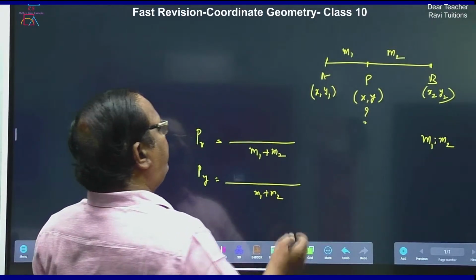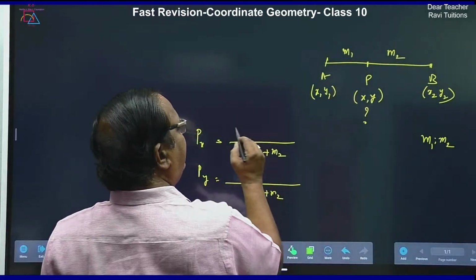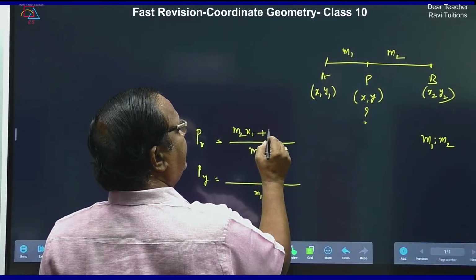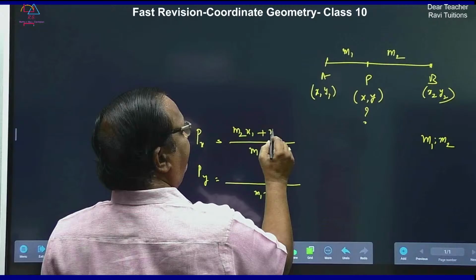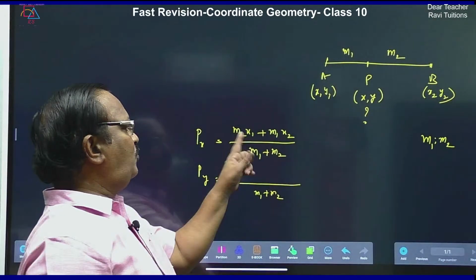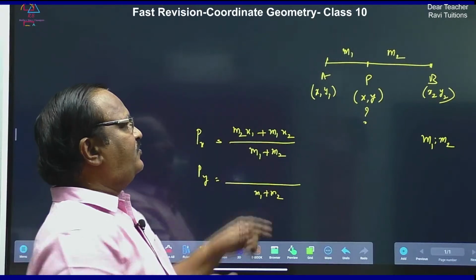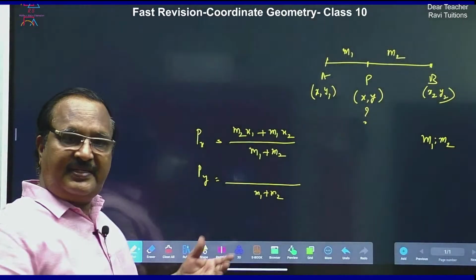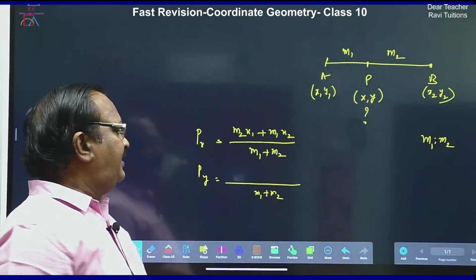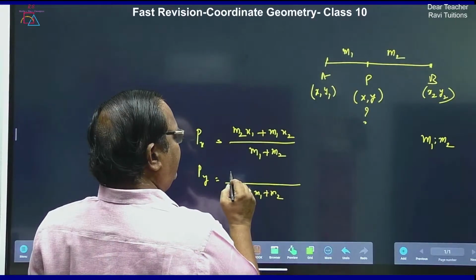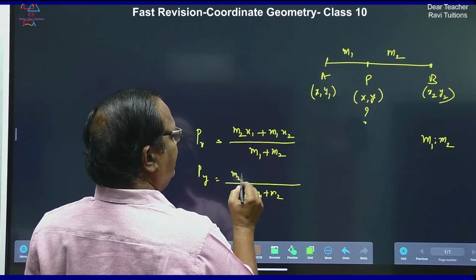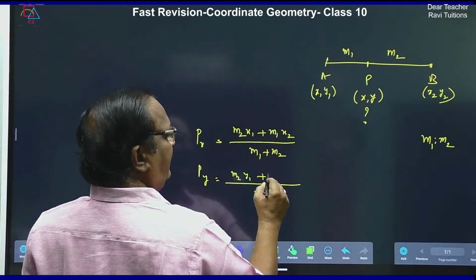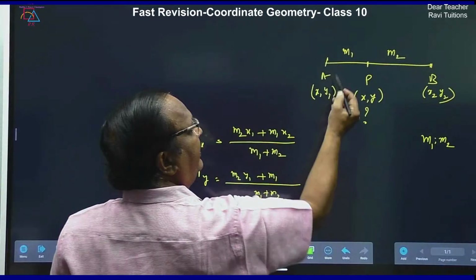Then here you take m2 first, x1, next m1, you take x2. That means you just see 2 1 1 2: m2 x1, m1 x2. That's it, that is the x coordinate. Now in the same way the y coordinate also: m2 y1, that means m2 into y1 plus m1 into y2.